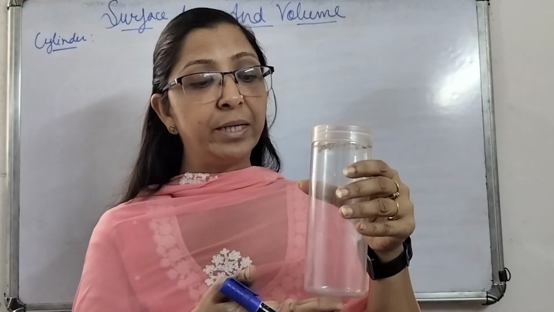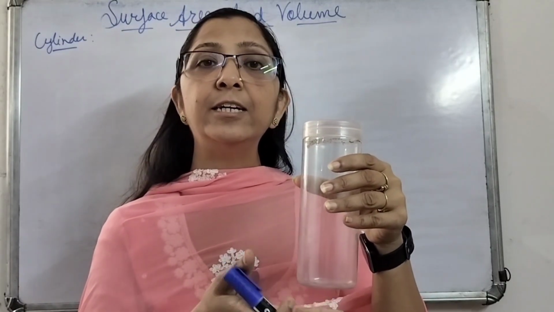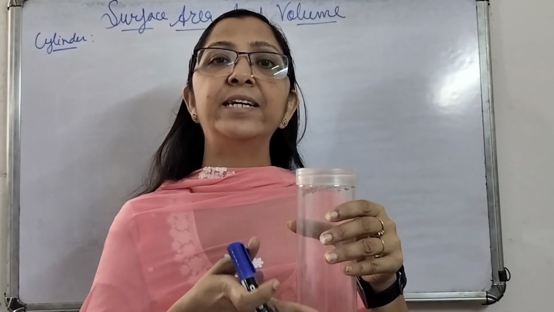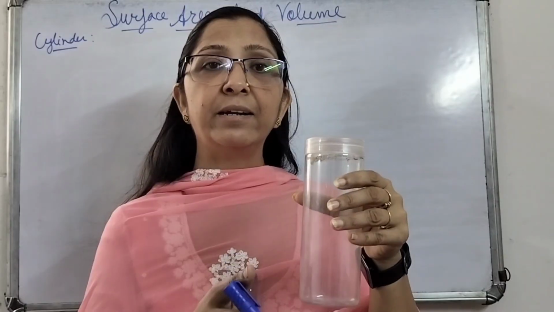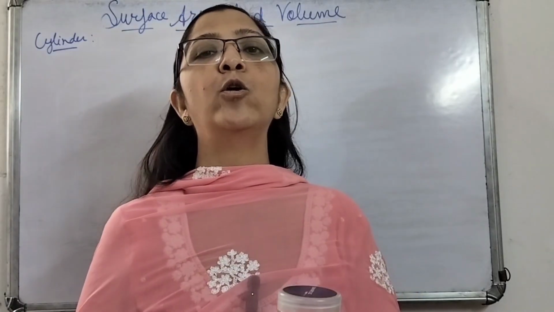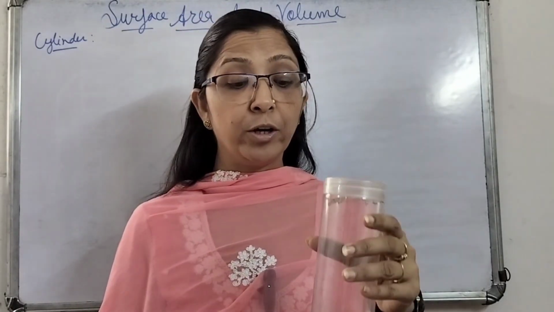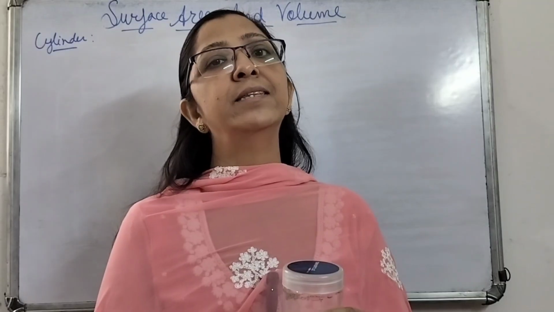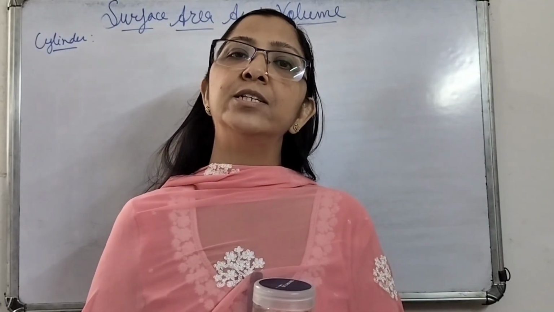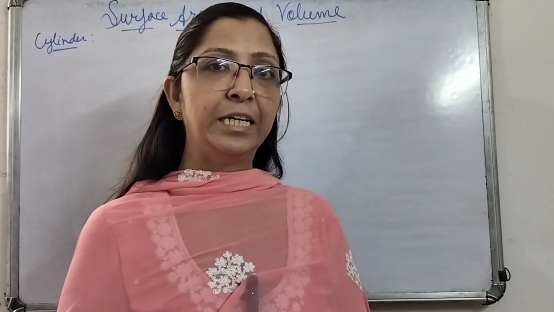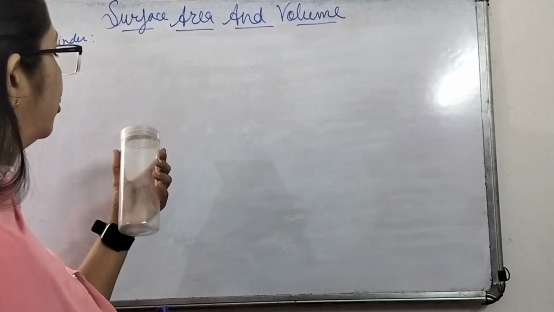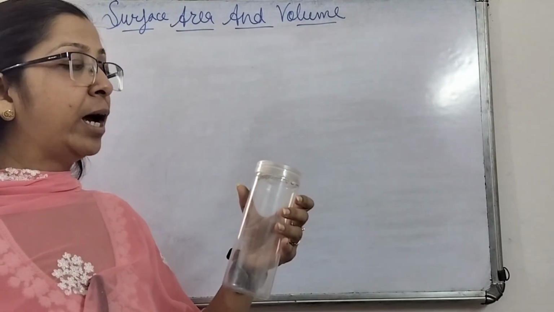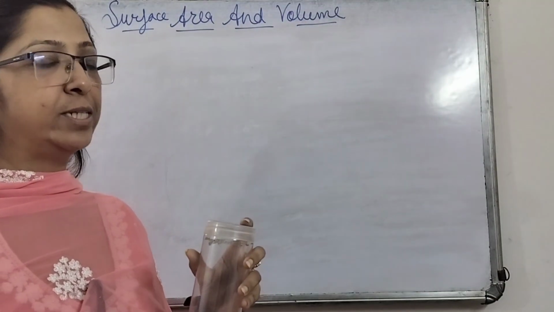And if we keep the circles at right angle to the base, then we get a right circular cylinder. But if we do not keep the circles at right angle to the base, then it will not be a right circular cylinder. Or if your base is not circular, in that case also it will not be a right circular cylinder. So in this chapter we will be dealing with the right circular cylinder only. So let's see how to find the curved surface area and the total surface area of the cylinder.